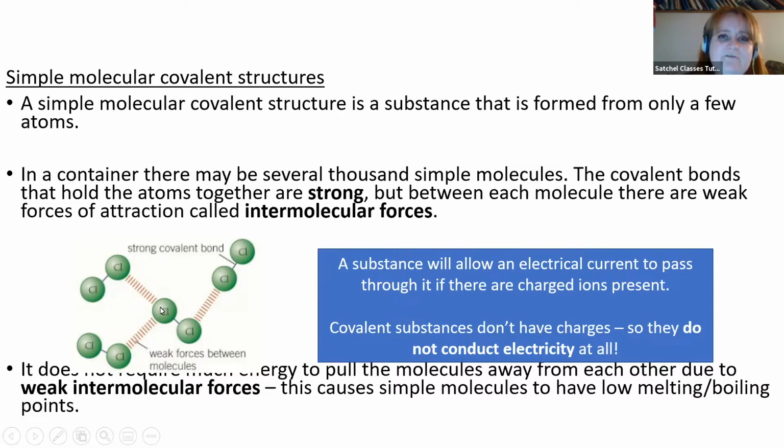Lots of simple molecules are already gases, so if they're already a gas, that means that their boiling point must have been lower than room temperature. Okay, so something can actually boil at like -20, okay, or lower. So they will have very low boiling and melting points, simple molecular.